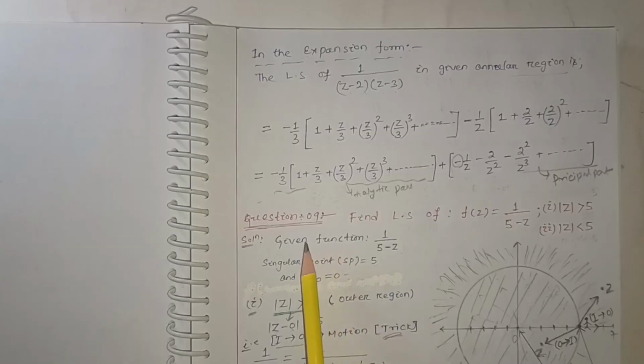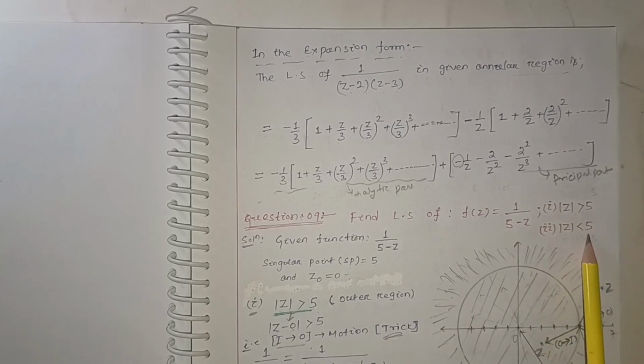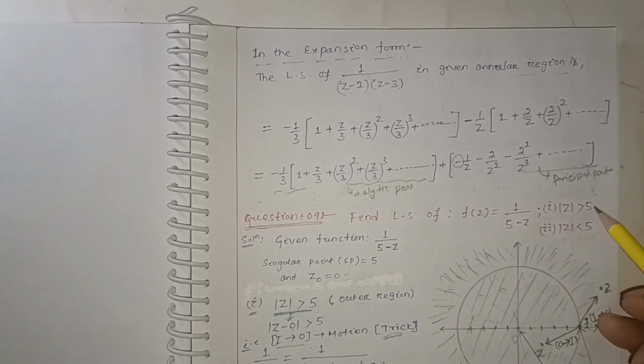Okay. For the next question, that is your question number 9. Find the Laurent series of the function f(z) equal to 1 by 5 minus z. First is z mod greater than 5. Second is z mod less than 5. These are the two ranges. This is one question, this is another question. So separately we are going to solve. For this range we are going to solve, and for this range separately.